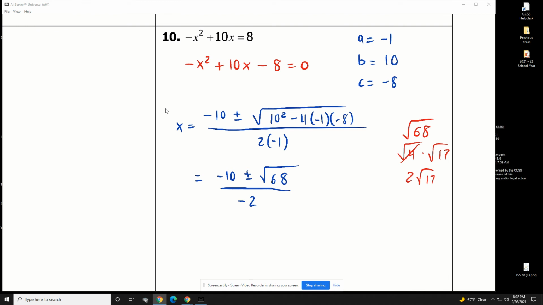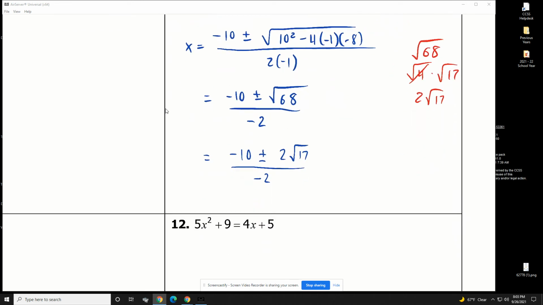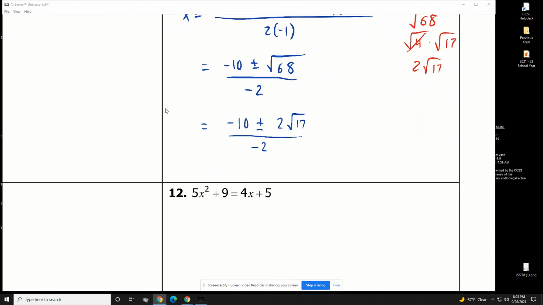So here's what we got here. We got -10 plus or minus 2 square root of 17 divided by -2. So here's how we're going to simplify this. I want you guys to notice that denominator, -2, is 10 divisible by it? Yep. How about 2? Is it divisible by -2? Yes. So we're going to go ahead and reduce this, and here will be our final answer. Ready? What's -10 divided by -2?